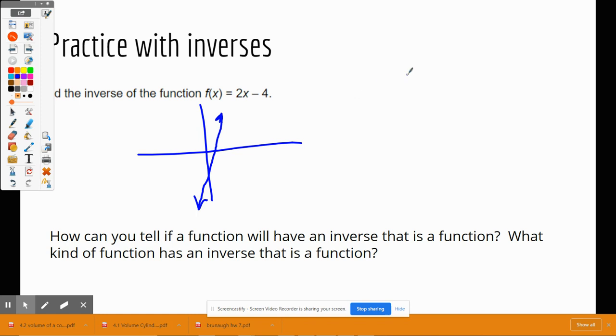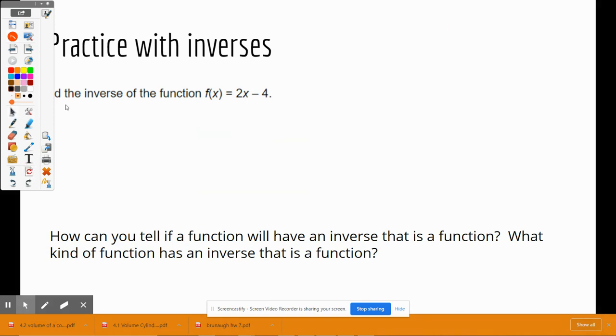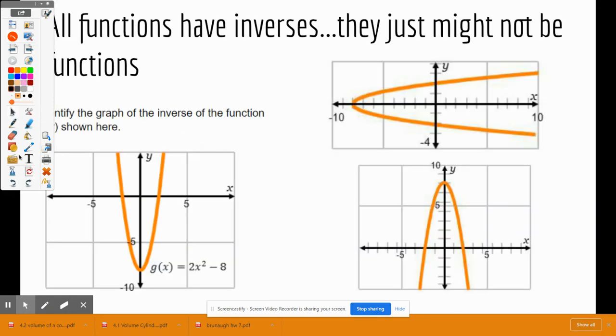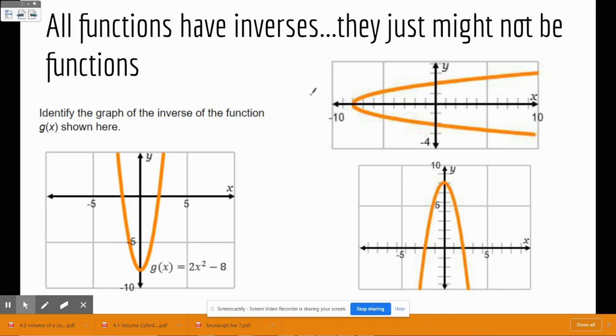It's a one-to-one function. But what's going to happen when we talk about parabolas? Parabolas are not one-to-one. So they do have an inverse. I can switch the x's and y's of these guys real easy and graph it. But the inverse is not going to be a function unless we do some special things to make sure that it's not breaking any rules. Okay, so all functions have inverses. They just might not be functions.